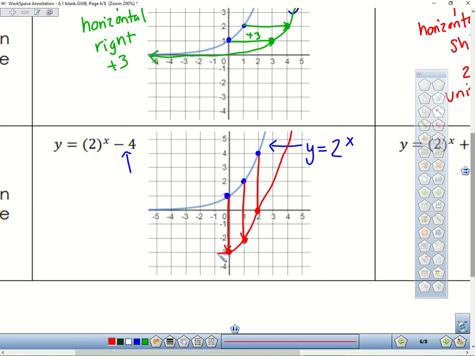Now, something important to note that's unique to vertical shifts is they change where your asymptote is. Because your k value changes, meaning your asymptote changes as well. On my original function, my asymptote was at y equals 0, but this one's at y equals -4. So your asymptote changes on vertical shifts.